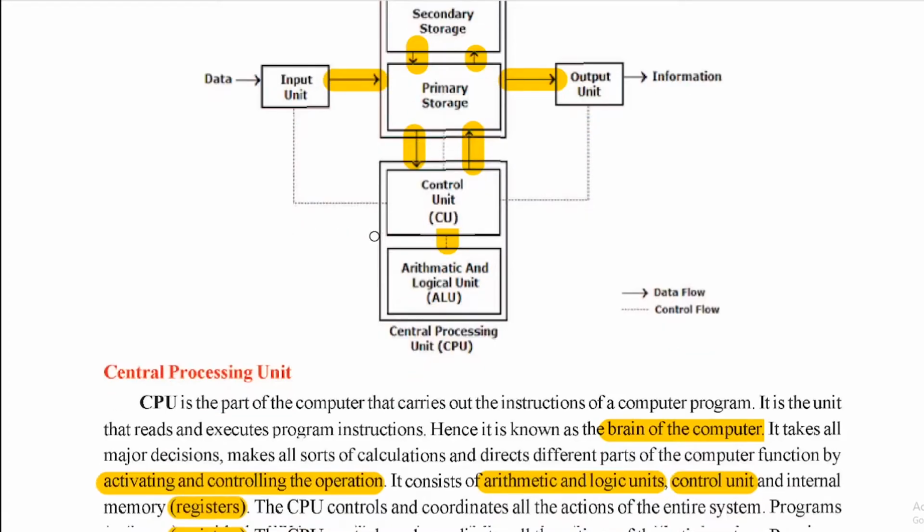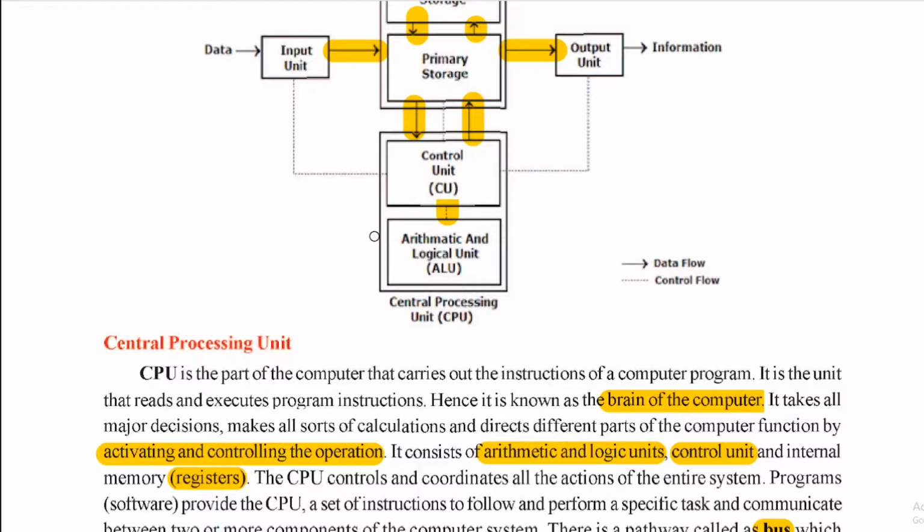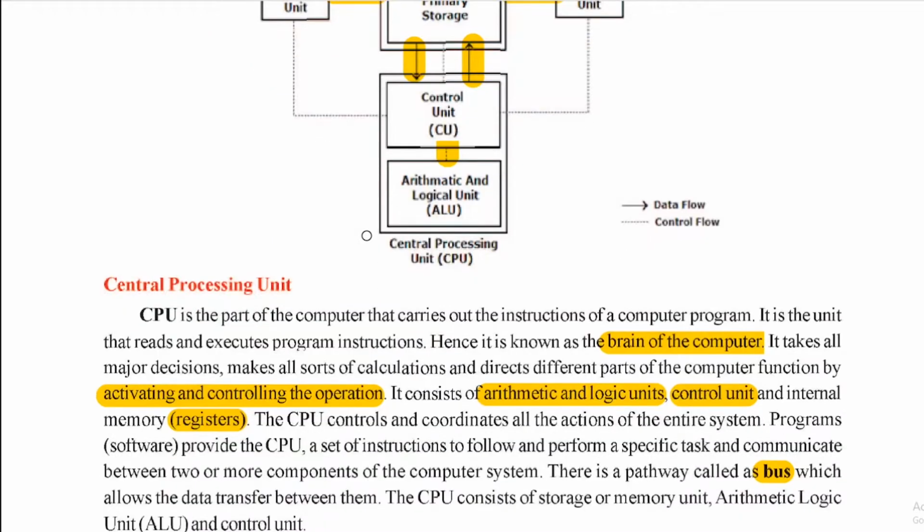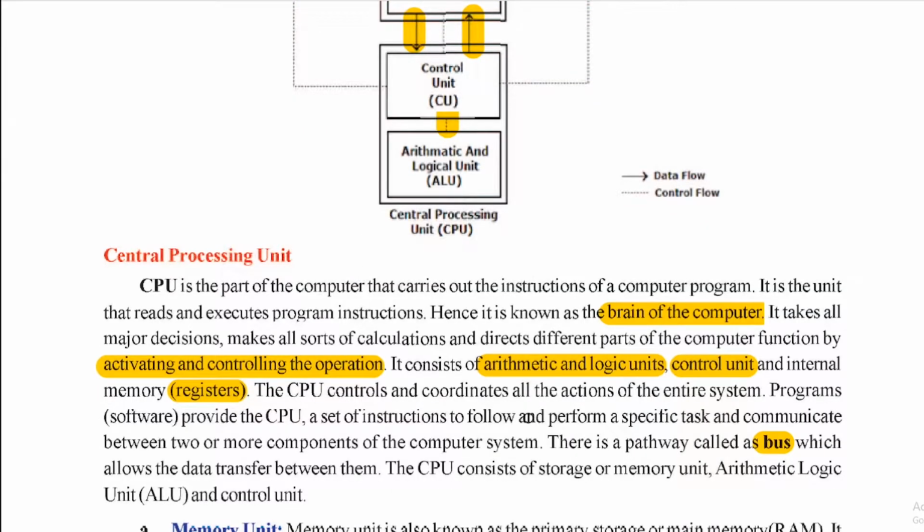So we are just learning about the bus because of how the components communicate: they communicate through wires. Those wires are nothing but the bus. We call it the communication pathway, which allows the data transfer between them. All this data moves through the buses.